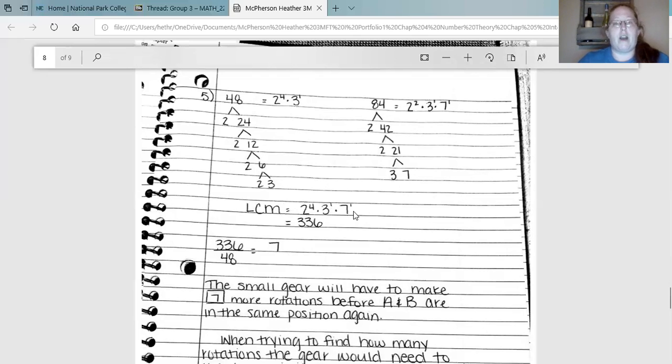Now we're trying to figure out how many rotations the small gear has to go in order to get back in the same spot. So you would take that 336 and you would divide it by that small gear, which is 48, which you get 7. So the small gear will have to make 7 rotations before it reaches back to the same position it began.